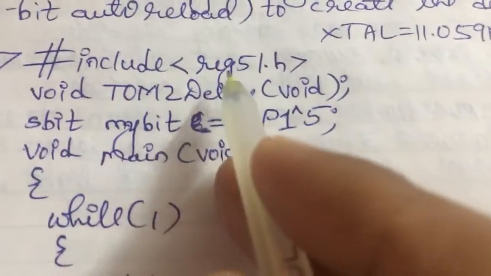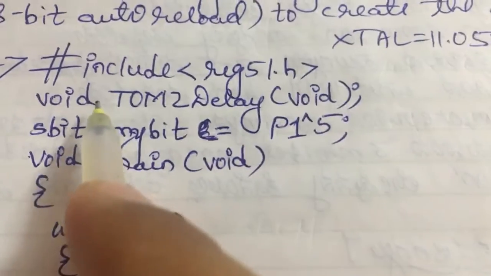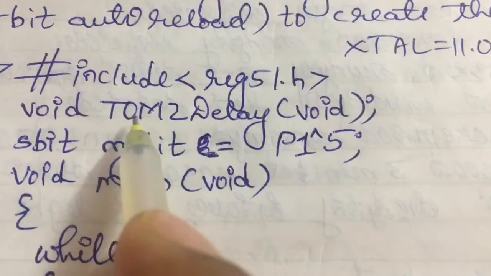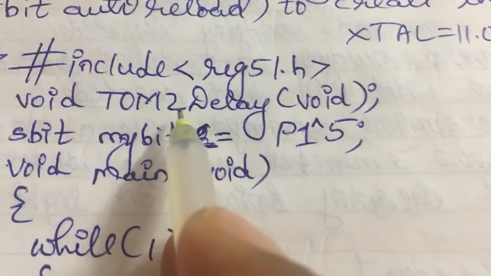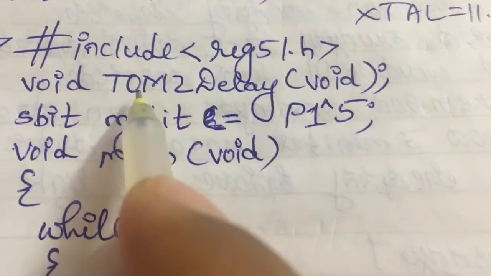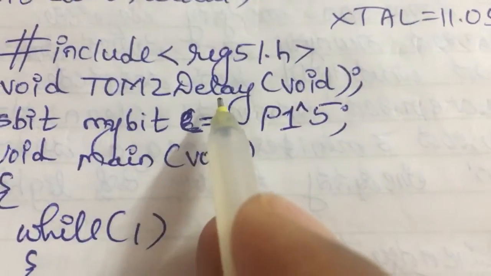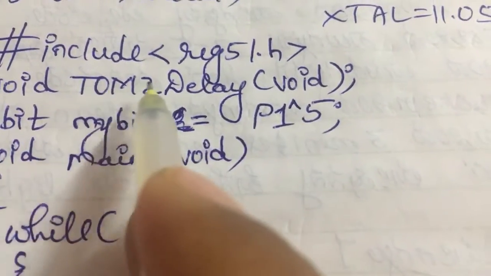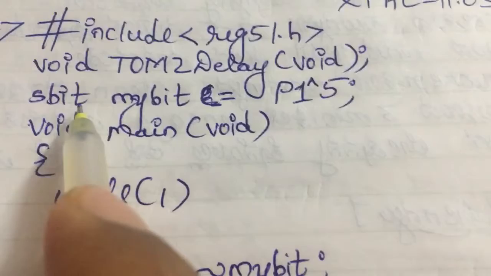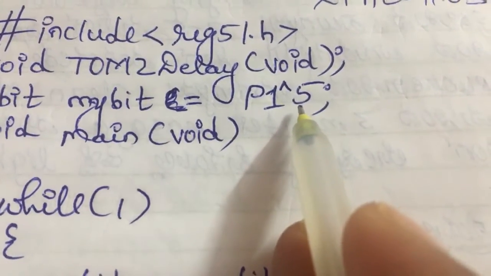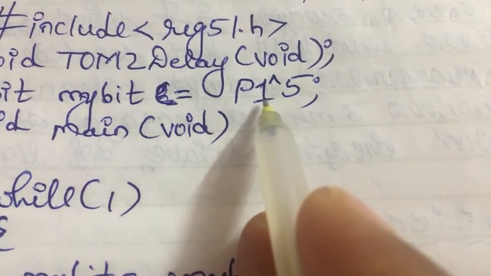So #include <reg51.h> as usual. Take the subroutine, that is T0M2. That means we are using timer 0 mode 2. You can write any name here. In order to simplify with respect to the question, I have written T0M2. This delay is the initialization of the subroutine. And take the sbit, mybit equal to P1.5, where we are toggling bit 5 with respect to port 1.